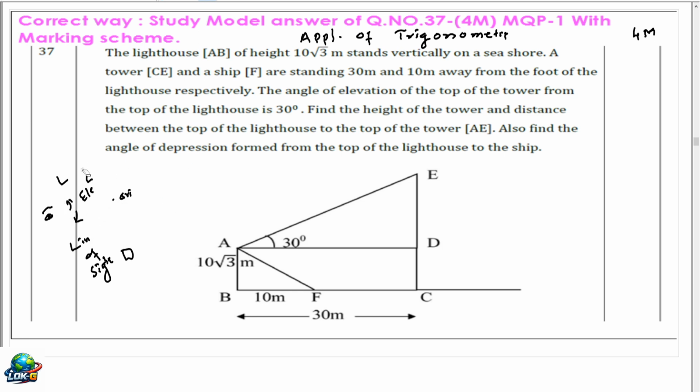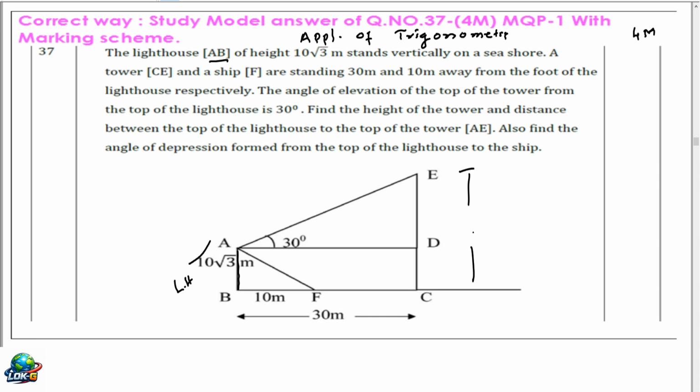So let us start quickly solving this particular problem. Read the question. Learn how to read. A lighthouse AB. Observe where AB is in the diagram. Here is AB, of height 10 root 3. This is the lighthouse. Of height 10 root 3 meter, stands vertically on a seashore. A tower CE. What is this CE? CE is a tower. Observe in the figure. A tower CE and a ship F. F is a ship. See the diagram.